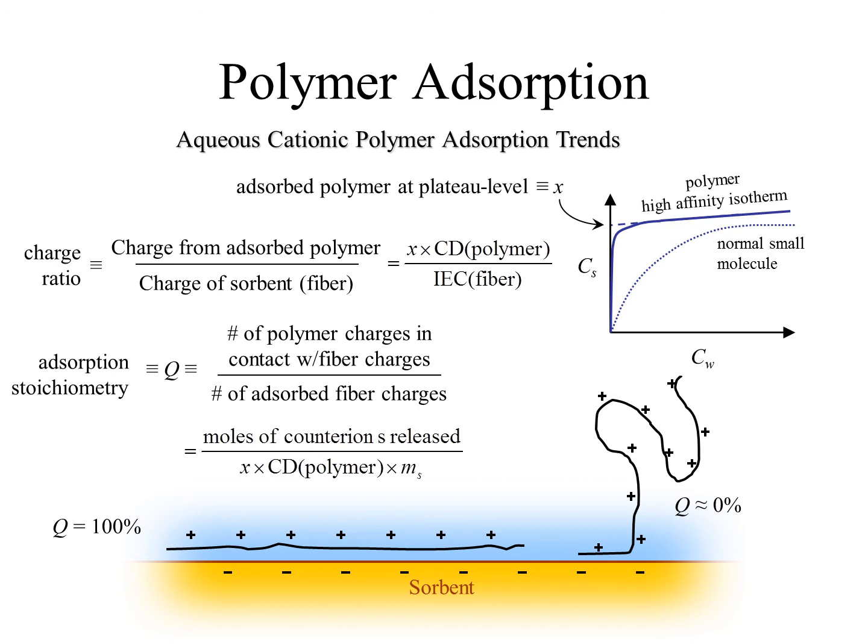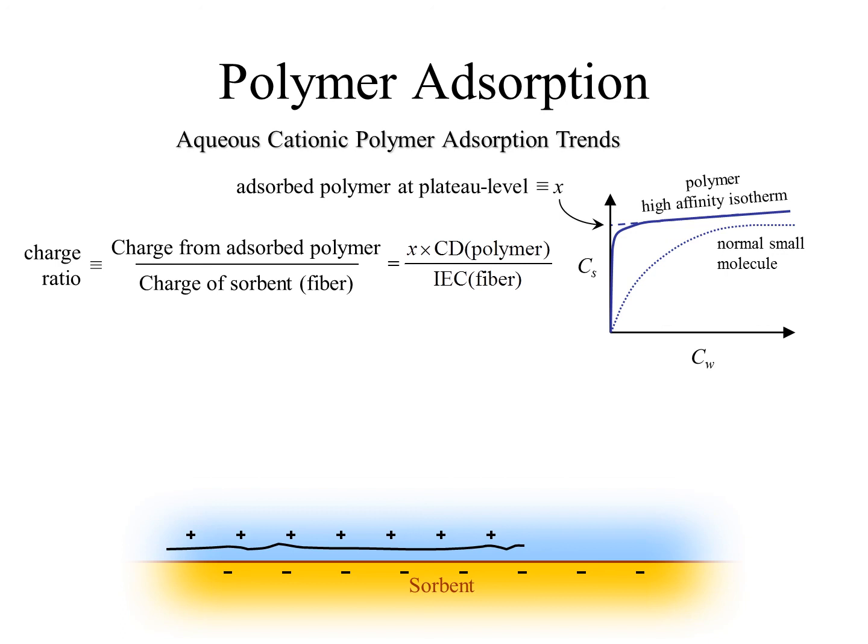Keep in mind that these two ratios are describing two different ideas. Q, the adsorption stoichiometry, is describing how much of the individual polymer is actually attached to the surface. On the other hand, the charge ratio is describing overall how much of the sorbent's charge is being offset by charge from the adsorbed polymer.